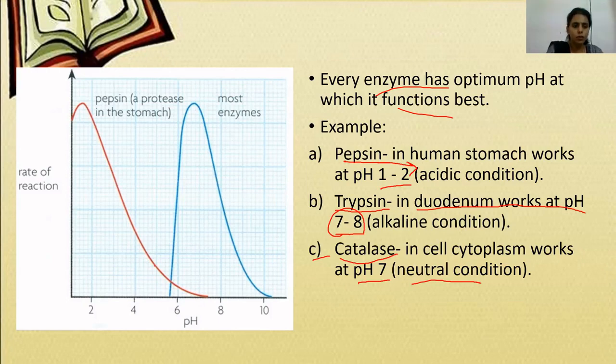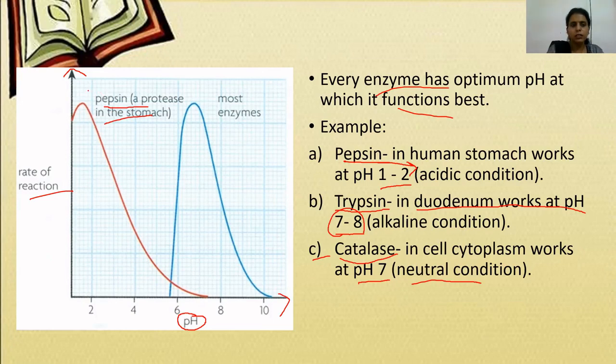Now the graph here shows the rate of reaction and pH. That means how pH affects the rate of reaction. The x-axis here has pH and the y-axis has rate of reaction. Now this first curve shows you the rate of reaction for the pepsin enzyme. Pepsin, I've told you, is a protease enzyme present in the stomach.